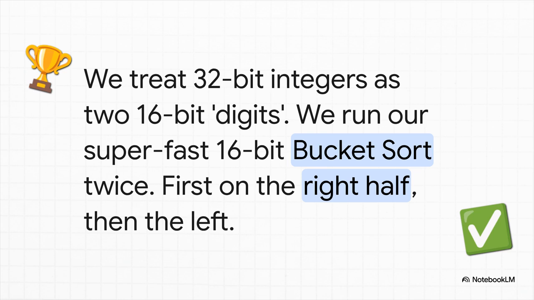We just take each 32-bit integer and mentally split it into 2 16-bit chunks. We treat them like 2 digits in a really, really big number system. Then we run our super fast 16-bit bucket sort on the least significant half, and then we run it again on the most significant half. That's it. 2 simple passes, and the entire million-number list is perfectly sorted.